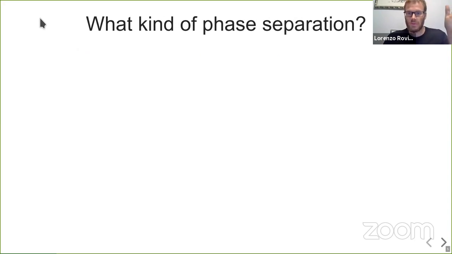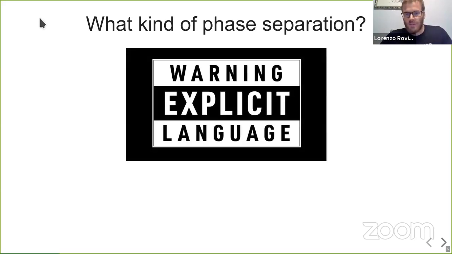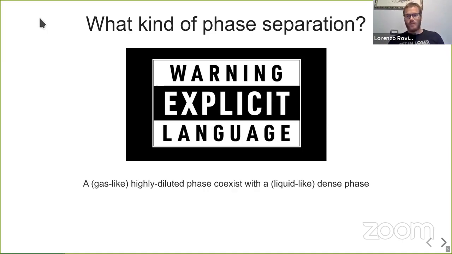Now, what kind of phase separation are we talking about? Okay, a warning. So here explicit doesn't mean what you think it means. It's just, I want to be explicit also. So this depends really on your community. So essentially, what kind of phase separation do we have? We have a phase separation where some components phase separate. So at the end we have a part of the system where these components are highly diluted, and a part of the system where they are denser, okay?